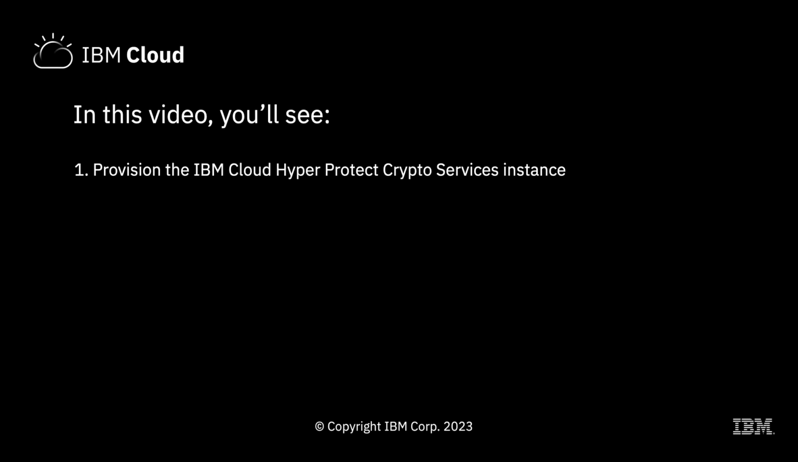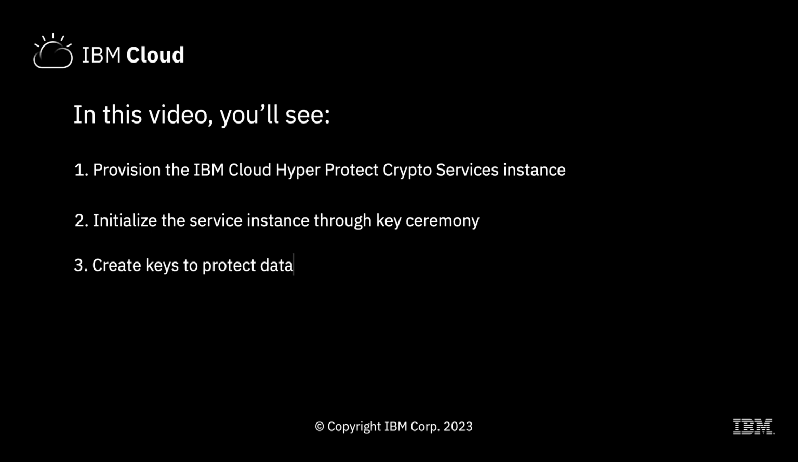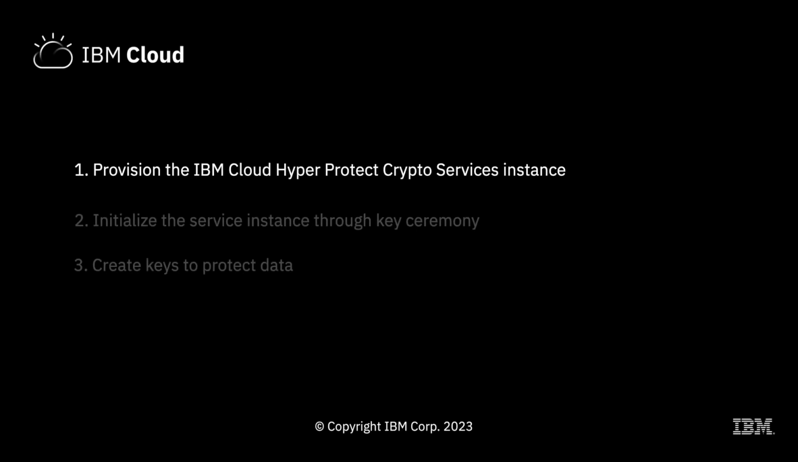In this video, you will learn how to get started with IBM Cloud Hyperprotect crypto services. We will begin by using the IBM Cloud Portal to provision a new instance of the IBM Cloud Hyperprotect crypto services. Next, we will perform the initialization and key ceremony for the server instance. And finally, we'll return to the IBM Cloud Portal and create a root key that you can use to protect your data. So sit back and see how it's done.